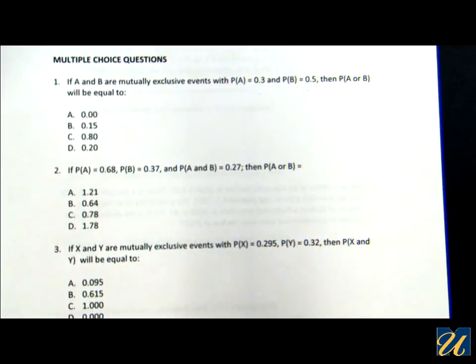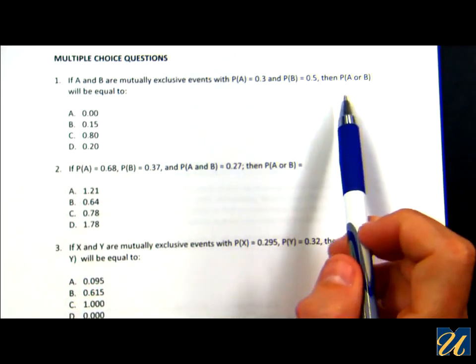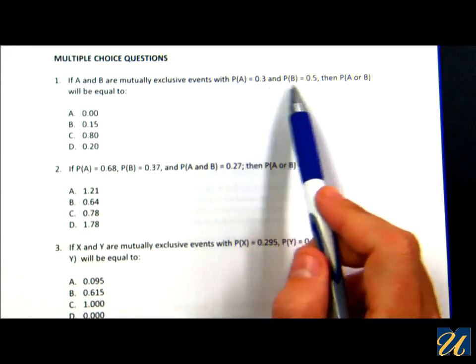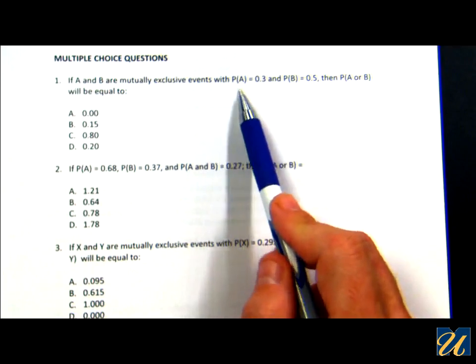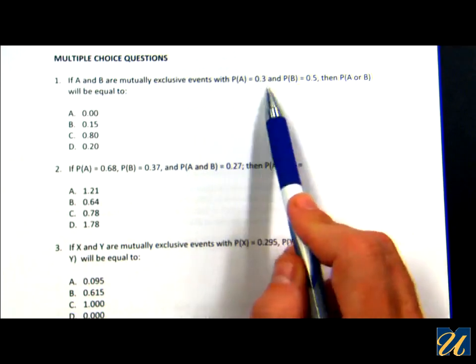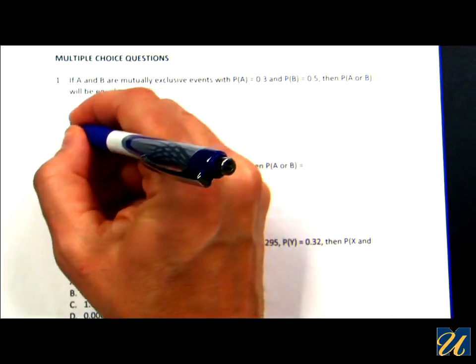Let's take a look at the exercises for chapter 5. If A and B are mutually exclusive events with probability of A 0.3, probability of B 0.5, then the probability of A or B will be equal to, since they are mutually exclusive events, and I'm looking at the probability of one or the other, the only thing I need to do is simply add the corresponding probabilities. Probability of A plus probability of B, 0.3 plus 0.5, so the correct answer will be C.